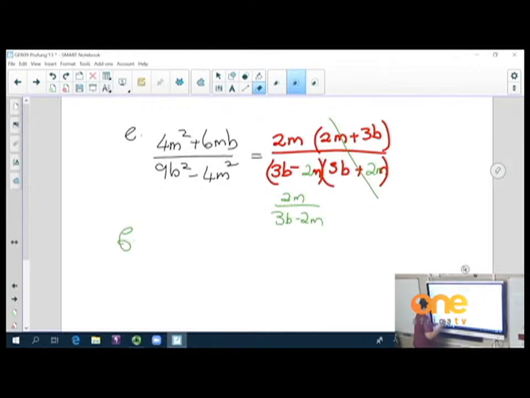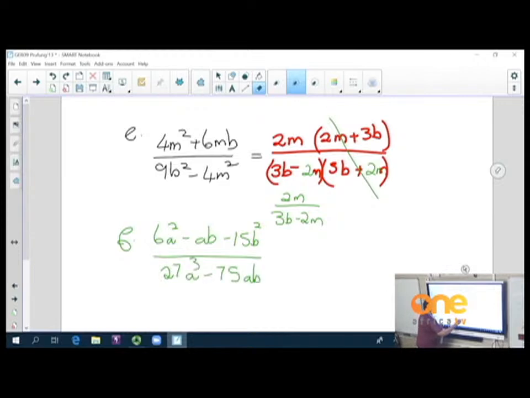Question F. 6a squared minus ab minus 15b squared. This looks like a trinomial. And then 27a cubed minus 75ab squared. So the top one is a trinomial, which we need to factorize.